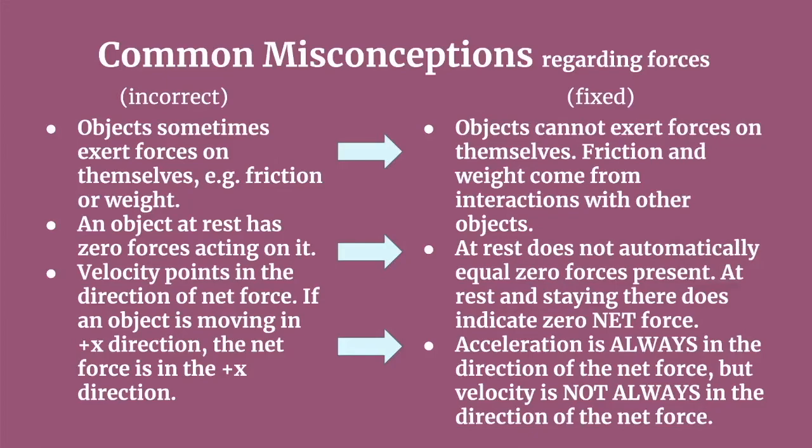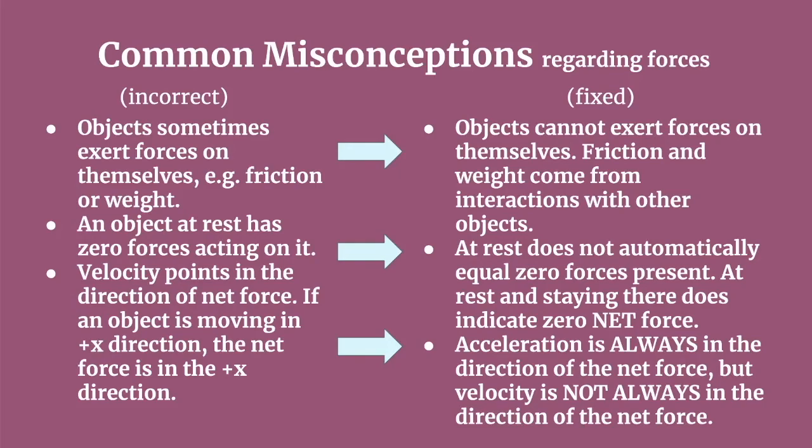For the first one, it's important to remember that any force an object experiences is the direct result of another object, whether it be a force at a distance like gravity or a contact force like friction. We treat objects as if they have no internal structure, so we can ignore any internal forces. With regard to the second one, just remember that at rest does not automatically equal zero forces present. Just think of a book sitting on a table. There are forces, like the gravity that the earth pulls down on the book, or the normal force that the table exerts up on the book, but because there is zero net force, there is no acceleration.